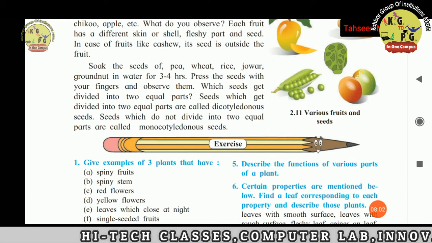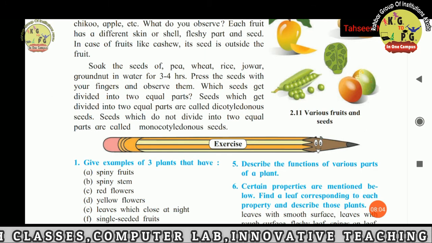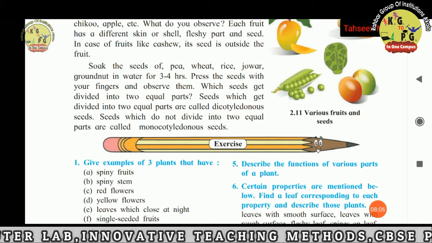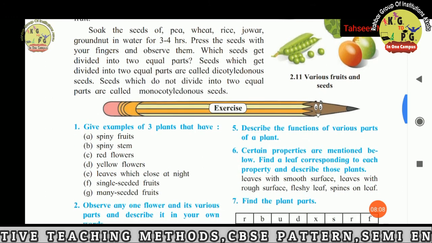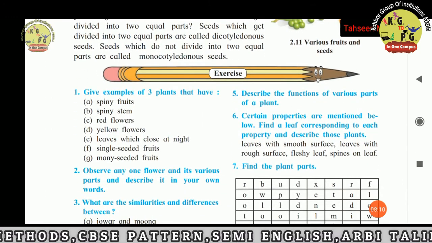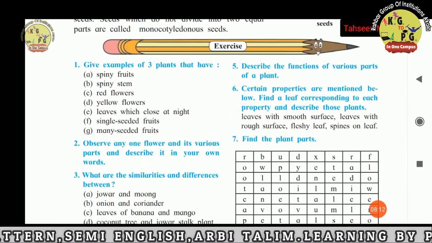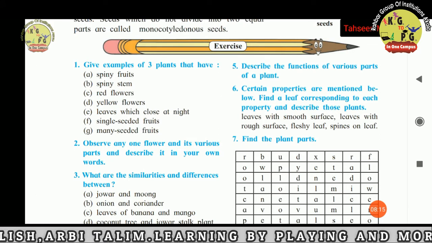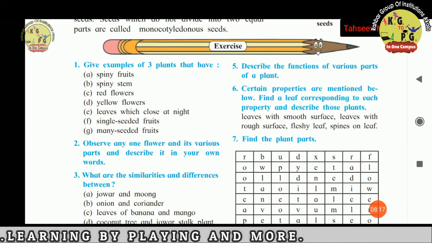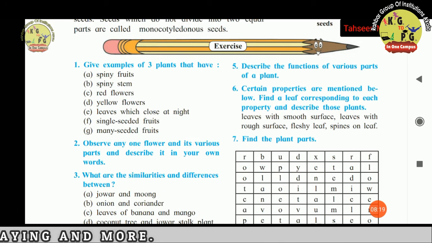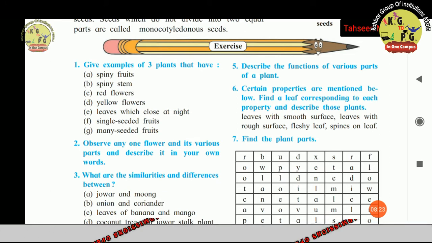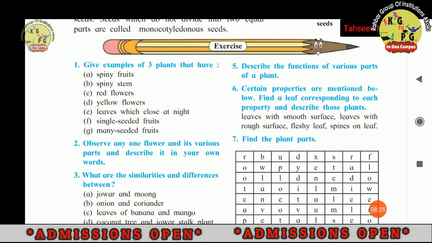Yes, here we have finished lesson number 2 of Standard 7th. I hope you have listened to this lesson carefully and do all the exercises of this lesson. First, give examples of 3 plants that have spiny fruits, spiny stem, red flowers, yellow flowers, leaves which close at night, single seeded fruit, many seeded fruit.